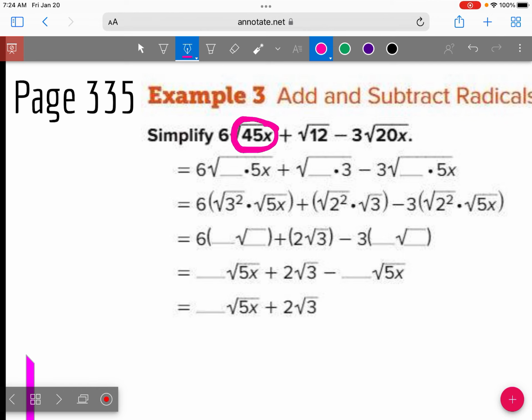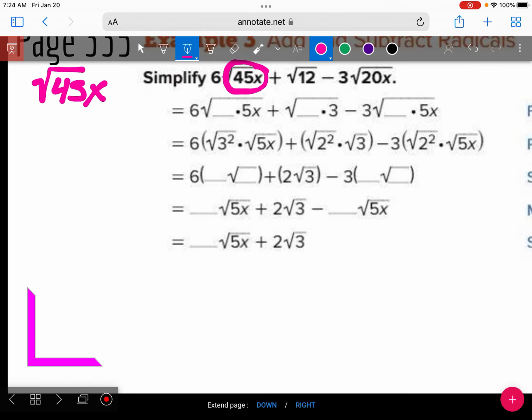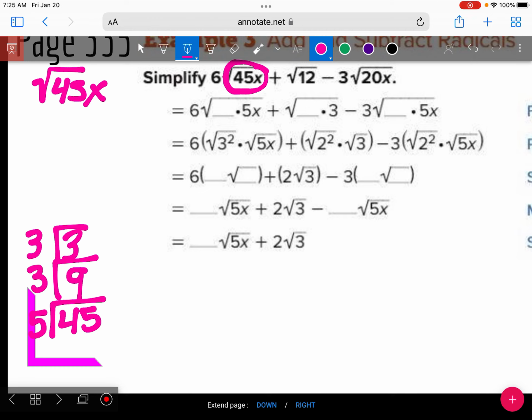My square root of 45x. What this means is we're going to birthday cake that 45. What's a prime number I can take out of 45? 5. It's going to leave me with 9. What's a prime number I can take out of 9? 3, and another 3, and that leaves me with 1. So the square root of 45, how can I write this in simplified radical form? What's going to go on the outside? 3, because I have a pair of 3s.